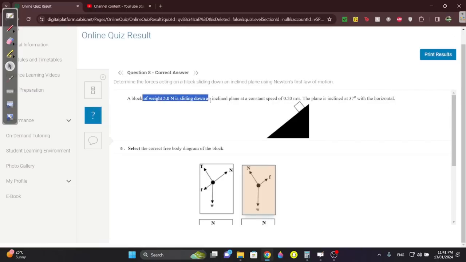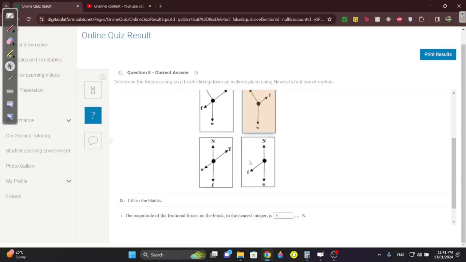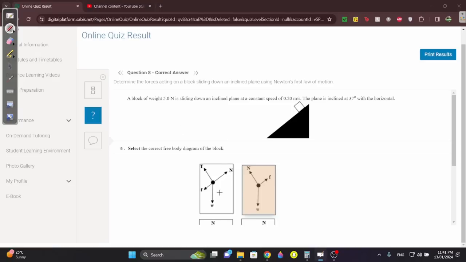A block of weight 5 is sliding down an inclined plane at a constant speed of 0.2. The plane is inclined at 37 degrees over here. Select the free body diagram. First, like I told you, whenever you have an inclined plane, there's always going to be weight pulling it down. And depending on how the inclined plane looks, in this case, the inclined plane is like this. The normal force will be perpendicular, always. And there will also be friction pulling it backwards. And in this case, that is this graph here.